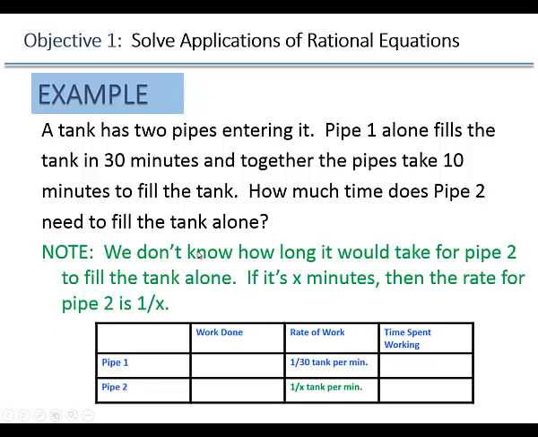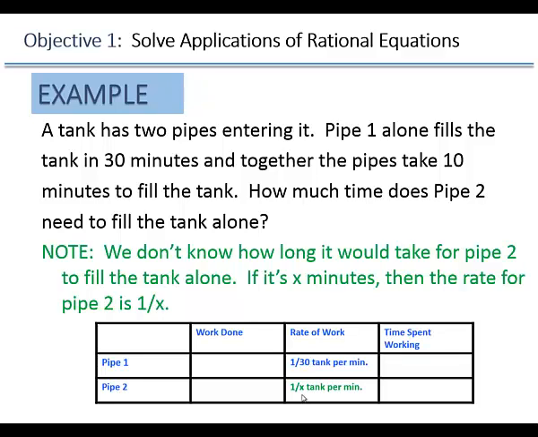Now here's the thing. We don't know how long it would take for pipe 2 to fill that tank if it was working alone. So let's just say that it's X minutes, since that's what we're trying to find. If it takes X minutes to fill the tank on its own, then its rate of work is the reciprocal. For pipe 2, that would be 1 over X. So we can fill in that slot on our table. The rate for pipe 1 is just what you'd expect. That's 1/30th of a tank per minute. But for pipe 2, since we don't know its time, we'll call it 1 over X tanks per minute.